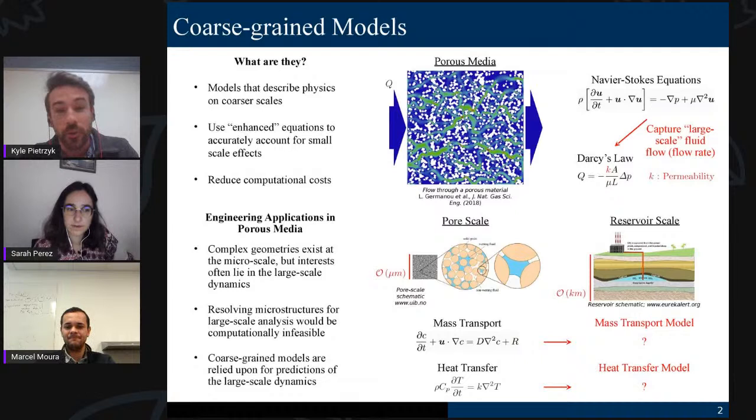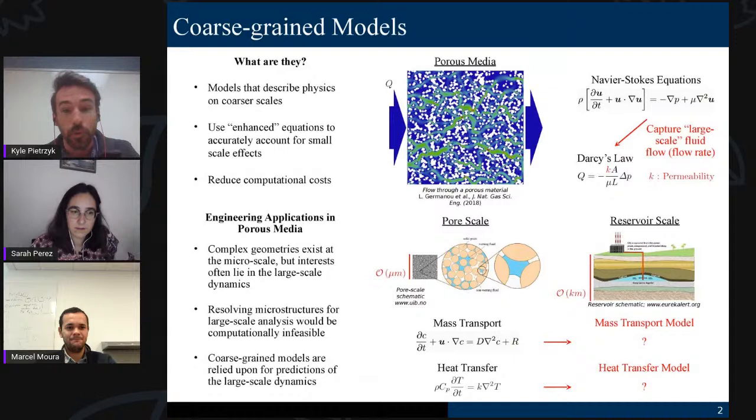However, it would be a lot more computationally feasible to actually just use Darcy's law, which relies on the permeability, an effective parameter that tells you about the resistivity of fluid flowing through a medium. And so in using Darcy's law and reducing the computational cost, this idea is very enticing to engineering applications involving porous media, because there are always complex geometries existing at the micro scale, but we're often much more interested in large scale effects. And so resolving all these microstructures at the smaller scale would not be computationally feasible if you want to look at, say, a CO2 plume move through the subsurface.